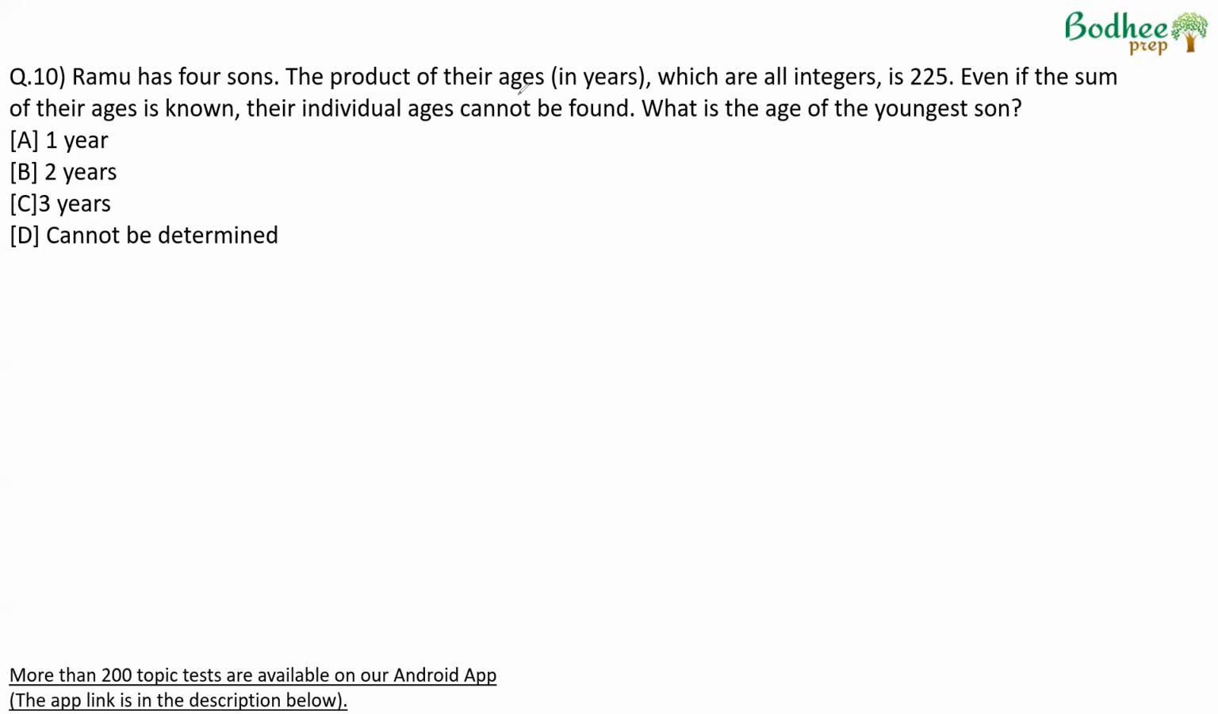Ramu has 4 sons, the product of their ages, which are all integers, is 225. Even if the sum of their ages is known, their individual ages cannot be found. So the sum is such that there are 2 cases possible for it. What is the age of the youngest son?